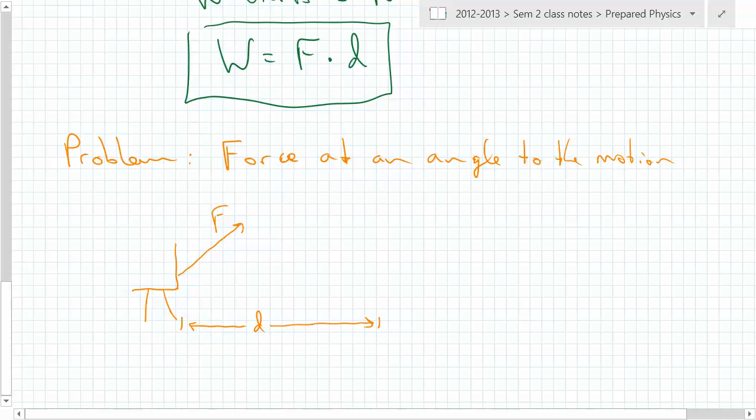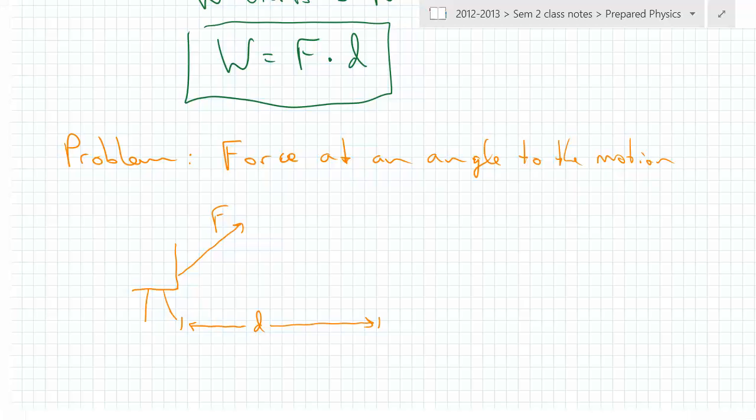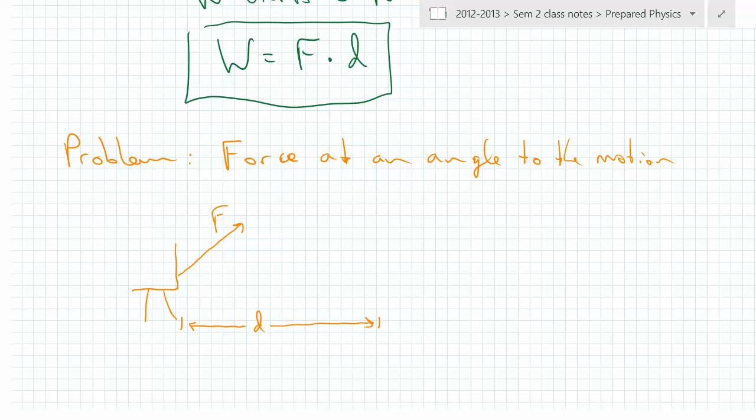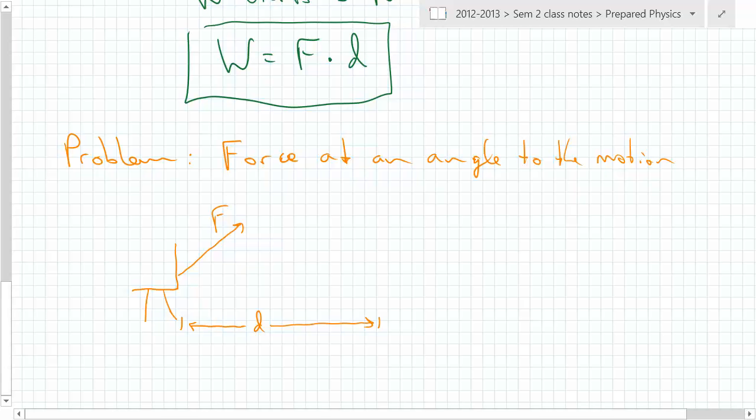And we need to figure out, if we just did force times distance, as is the formula we came up with, how to fix the fact that that makes it seem like he did more work by exerting more force, even though it was exactly the same. And he kind of cheated by exerting it at an angle and actually made his experience harder without any difference to the chair.